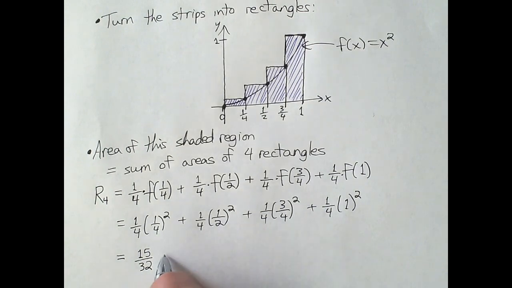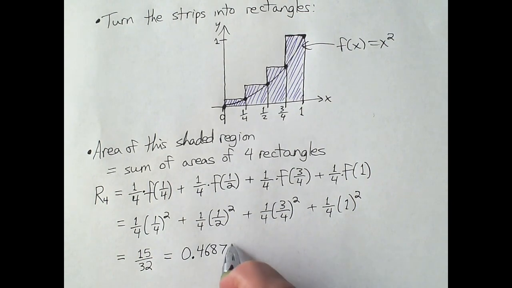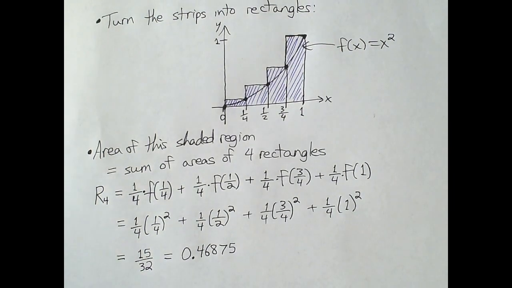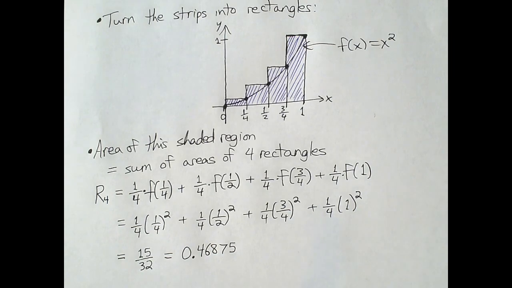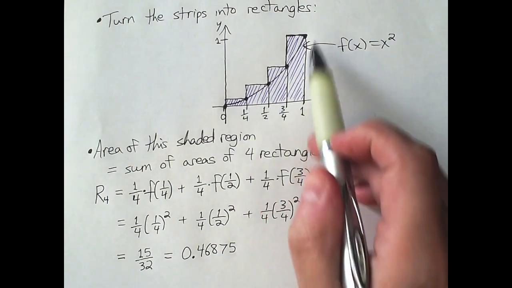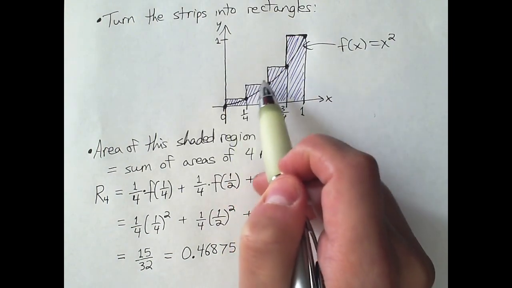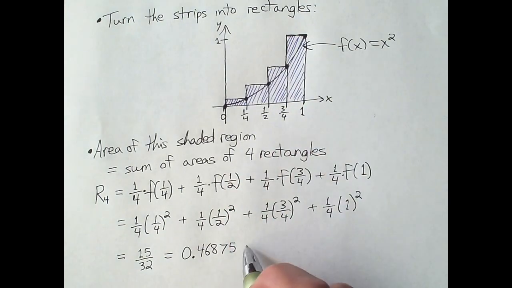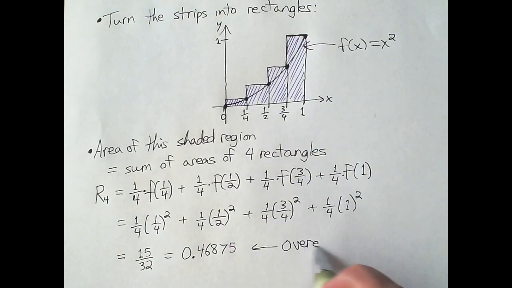I also found this as a decimal to be 0.46875. That's exactly what this fraction equals. I said before we actually did all this that this shaded region looked like it was going to be too much area. Like the actual area A that we're looking for is smaller than this, right? Because these rectangles have all these extra little pieces up here. So I'm going to say that this is an overestimate for A.